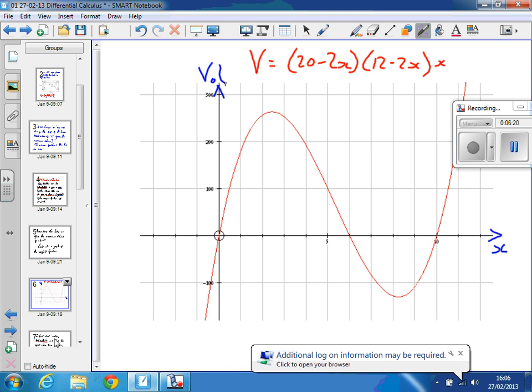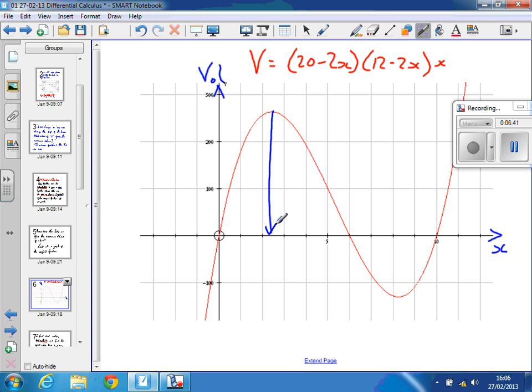Note that there's a maximum value for the volume. It looks as though it's around about 260, 270, whatever unit we're talking about. And x looks as though we get this value at around about 2.4, 2.5, something like that. Notice also that when x is 0, we've got no height to the box at all, and so the volume is 0, what we'd expect.